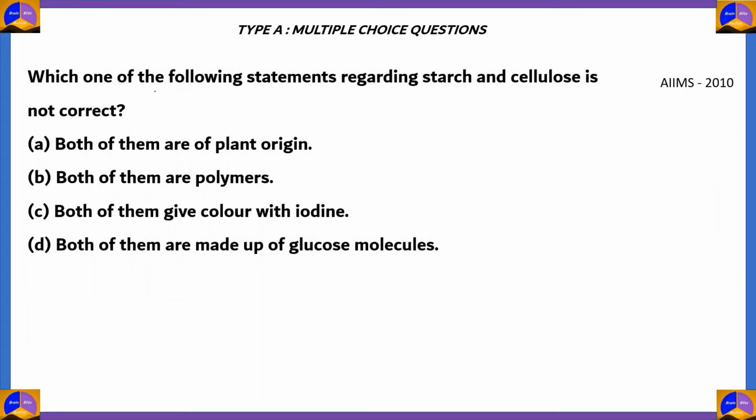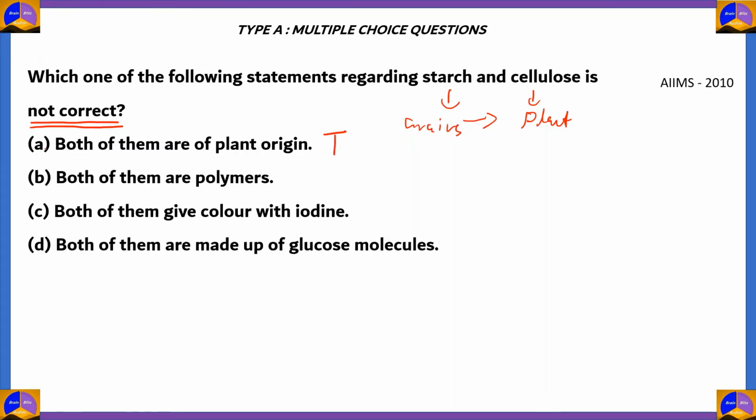Next question. Which one of the following statements regarding starch and cellulose is not correct? So we're asked to find out which of the statements is not correct. Let's look at each of our statements. Option A, both of them are of plant origin. Cellulose is found in plants, and the starch is what we get out from the grains, that is the seeds of the plant. So both starch and cellulose are of plant origin.